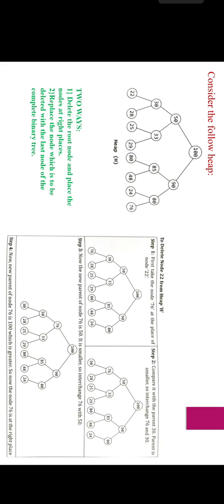There are two ways to delete the root node and place the node at its place. The second is to replace the node which is to be deleted with the last node of the complete binary tree. You can see the example. First, take the node 76 to the place of the node 22. Compare it with the parent 30. Parent is smaller, so interchange 76 and 30. Now the new parent of the node 76 is 50. It is smaller, so interchange 76 with 50. Now the new parent of node 76 is 100, which is greater. So now the node 76 is at the right place.